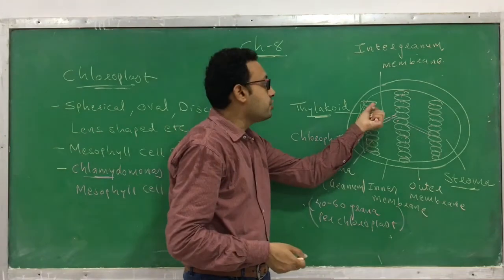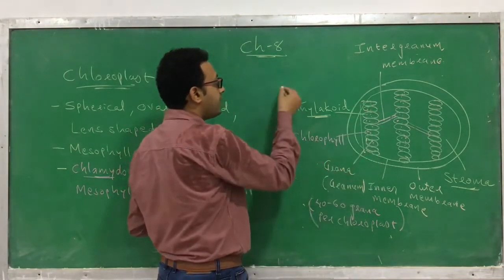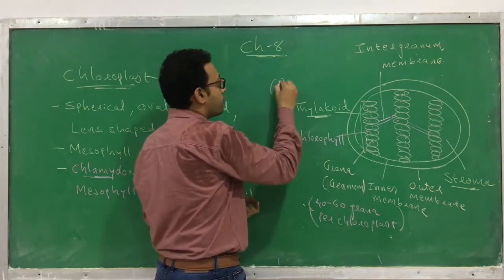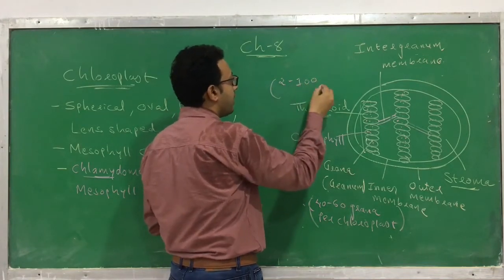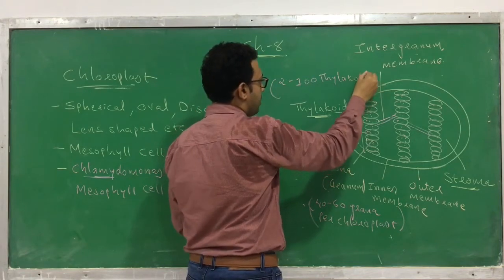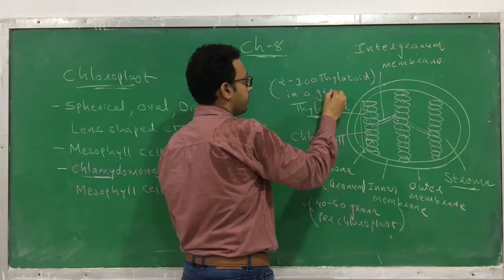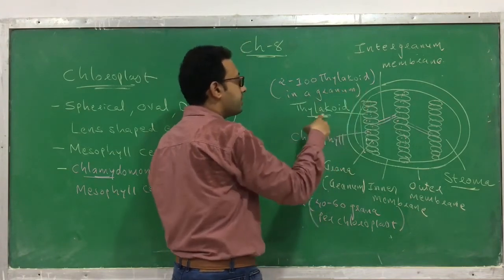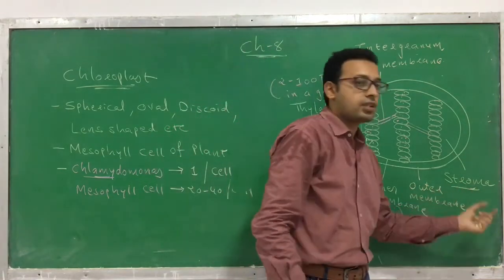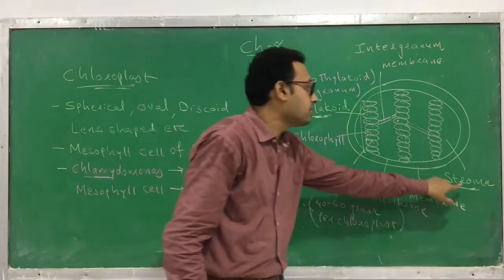Now its individual component is called a thylakoid. In one granum, how many thylakoids are present? In each granum, 2 to 100 thylakoids are present. And this thylakoid possesses a pigment called chlorophyll. The rest of the inner part, except the grana, is called the stroma.